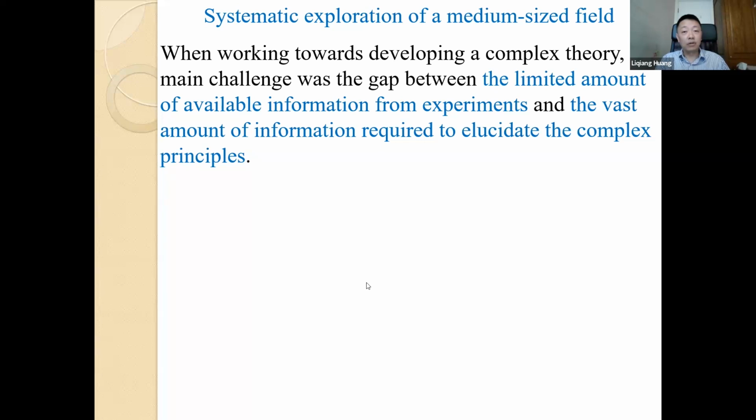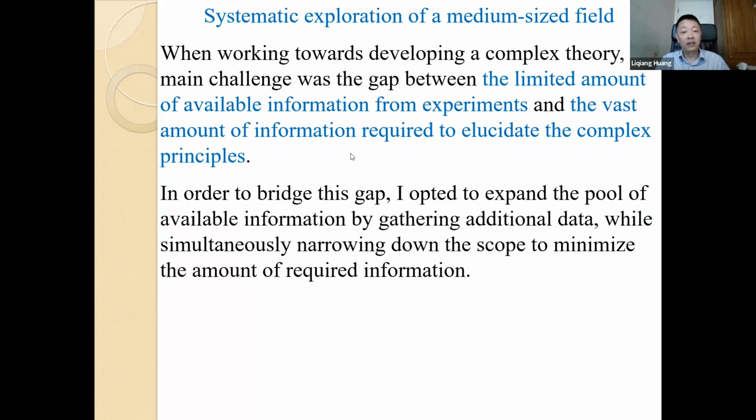So after making that decision, I tried to figure out, okay, what exactly should I do? When working towards developing a complex theory, the main challenge was a gap between the limited amount of information from experiments and the vast amount of information required to elucidate the complex principles. It's like the knowledge of money: you need a lot of money, but you only have very little. Then how do you solve that problem?